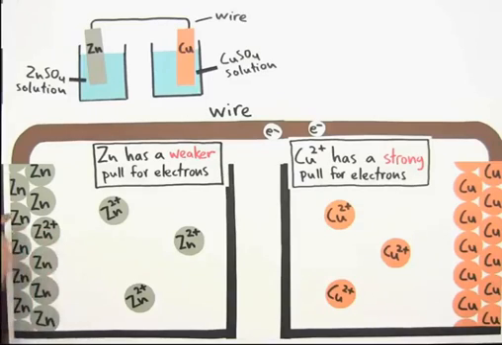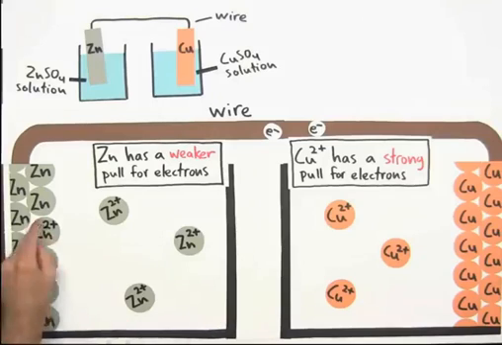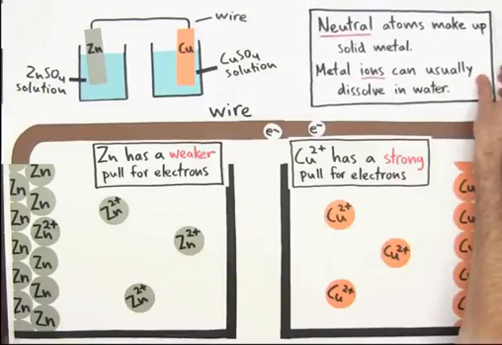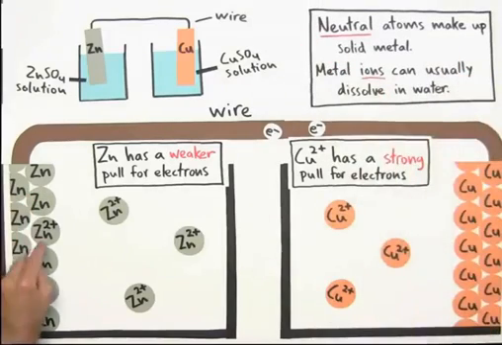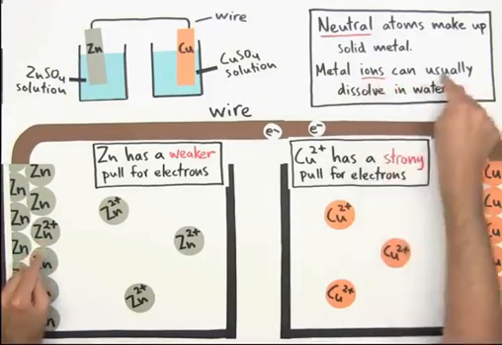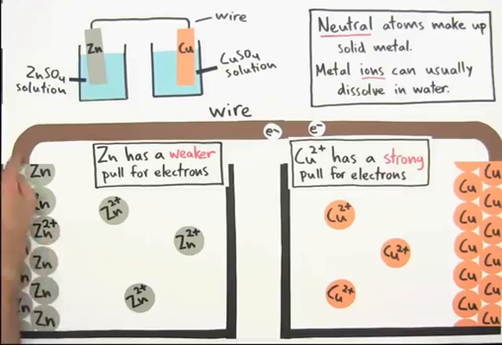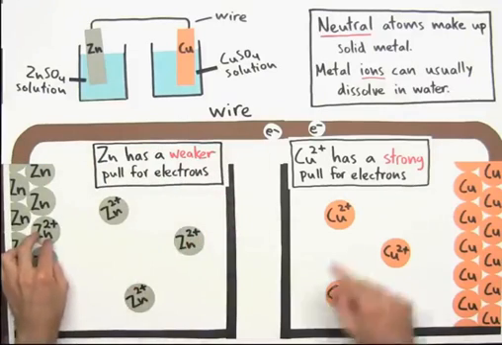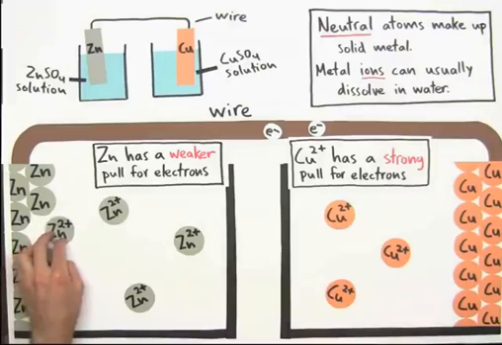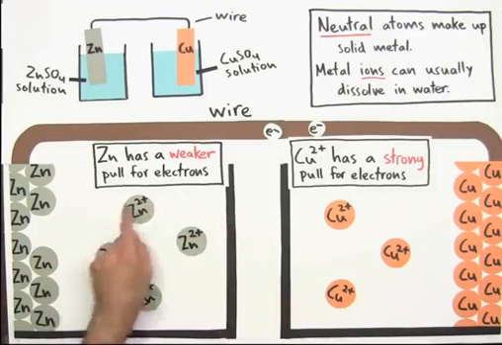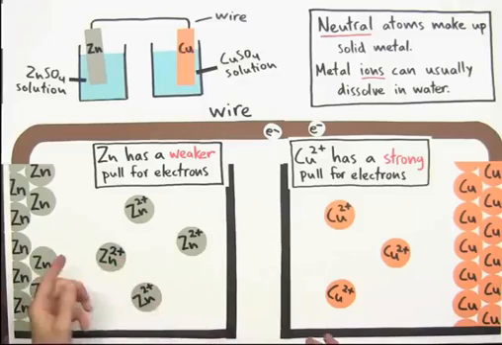Zn2+. Now, changing from neutral zinc to zinc 2+ has a big effect on this atom. And that's because neutral atoms make up solid metal, but metal ions usually dissolve in water. So after this zinc atom turns into Zn2+, because it lost these electrons, it's no longer part of this solid metal anymore, and it floats off, it dissolves into the solution. Okay, so that's what happens to the zinc.